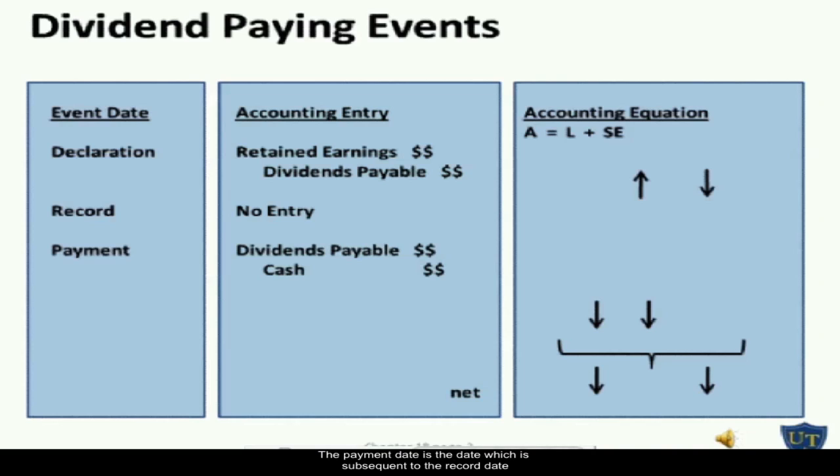The payment date is the date that would be subsequent to the record date when the company actually pays that liability. Notice the accounting entry: we eliminate the dividends payable and we credit cash. The effect of that entry is to reduce assets and to reduce liabilities. Overall, the net effect of these transactions is that the dividend distribution lowers assets and lowers stockholders' equity.